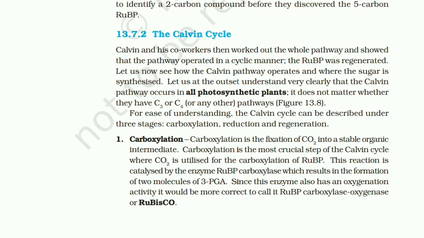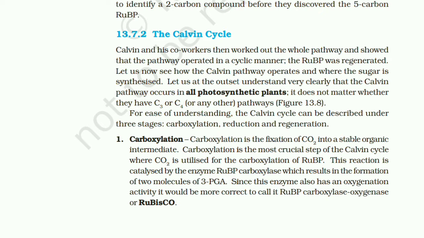13.7.2 The Calvin cycle. Calvin and his co-workers then worked out the whole pathway and showed that the pathway operated in a cyclic manner. The RuBP was regenerated. Let us now see how the Calvin pathway operates and where the sugar is synthesized.